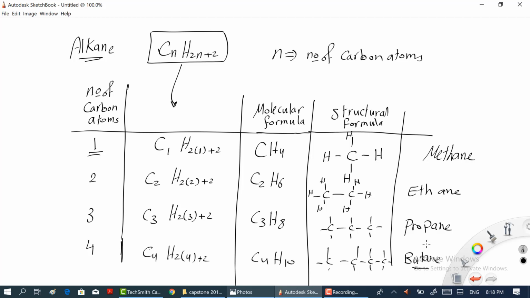So according to this, we'll find between CH4 and C2H6, what is the difference? The difference between them is 1 carbon atom and 2 hydrogen atoms. And between ethane and propane, we'll find 1 carbon atom and 2 hydrogen atoms. Between propane and butane, 1 carbon atom and 2 hydrogen atoms. So from one member to another, we form a homologous family.